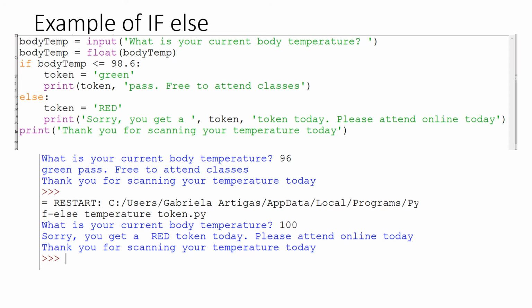If the body temperature is less than or equal to 98.6, the token will be green for that day, and we're going to display the green pass, free to attend classes. Else, so if the temperature is not less than or equal to 98.6, the token will be red, and we're going to display, sorry, you get a red token today. Please attend online today. Regardless of the condition, because the next print statement is flash to the left, thank you for scanning your temperature today.